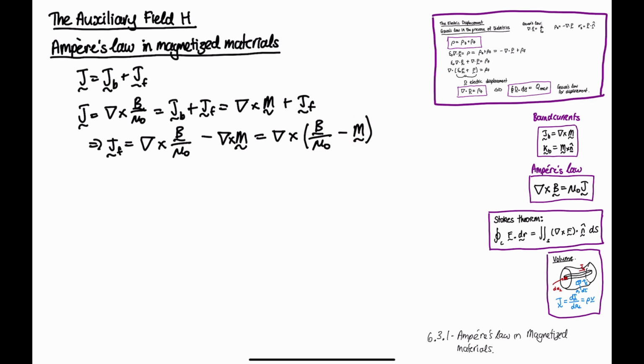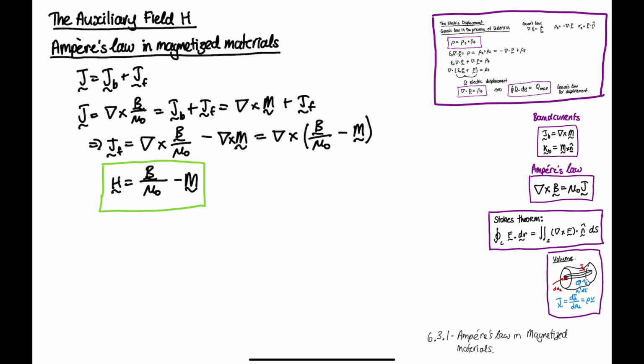Now, we call this part here our H vector. It actually doesn't have its own name, so it's the auxiliary field H, but people usually just call it the H vector or H. Okay, so H is equal to B divided by mu naught minus M. And let's put that in a box because it's an important equation that we will be using again and again.